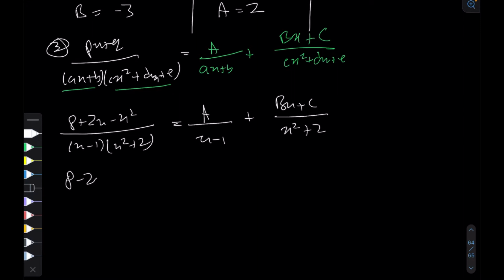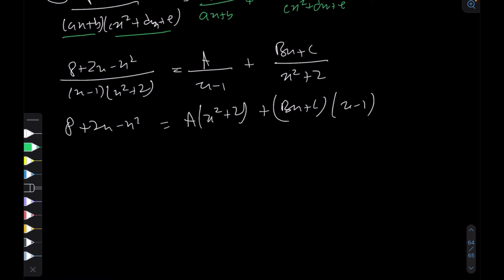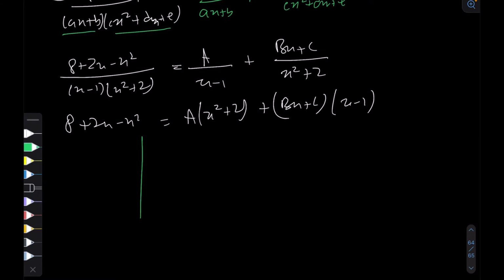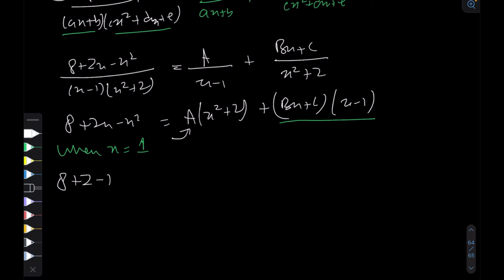Let's cross multiply. So 8 plus 2x minus x squared should equal a times x squared plus 2, plus bx plus c times x minus 1. I can notice that when x is equal to 1, this will cancel out, so it will make my job a whole lot easier, because now I can get a. So 8 plus 2 minus 1 should equal a times 3 and then plus 0. So this would be 9 equals 3a, in other words, a equals 3. Great, we know the first unknown.